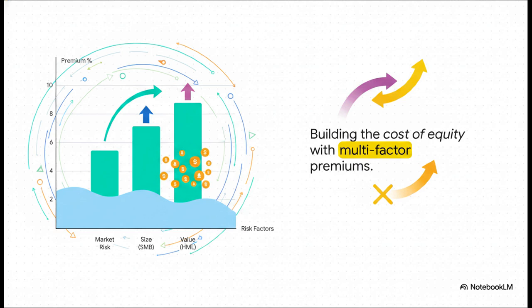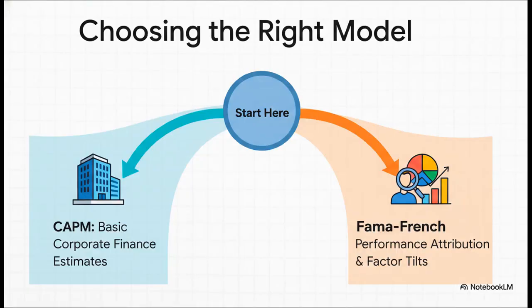But if this new project behaves kind of like a small cap or a value investment, we have to stack those size and value premiums right on top. This creates a much higher and, frankly, a much more accurate hurdle rate. If your project can clear this multi-factor bar, then yeah, it's genuinely creating real value. So that begs the question, when do you actually use which model? Go ahead and use standard CAPM when you just need a really quick cost of equity estimate for basic corporate finance. It's simple, it's fast, and it's widely accepted.